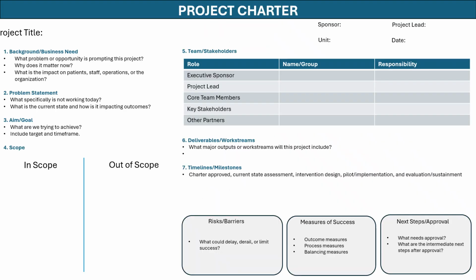Before we dive into each individual section, I'd like to start by looking at the entire project charter. Think of this document as the roadmap for your project. Before anyone begins collecting data, implementing changes, or holding meetings, the project charter helps everyone agree on exactly what problem you're solving, why it matters, who's involved, and what success looks like.